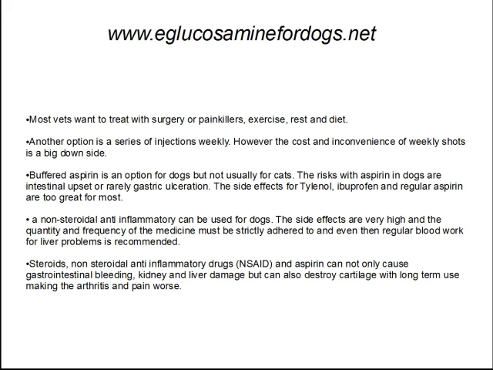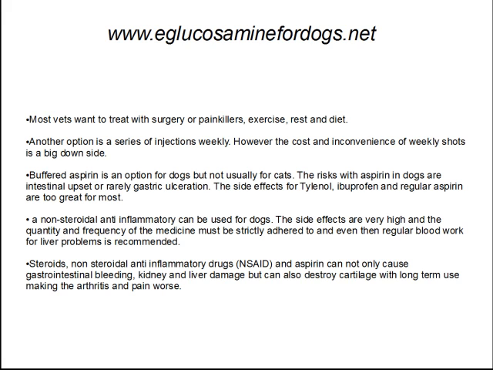Most vets want to treat arthritis or hip dysplasia with surgery, painkillers, followed up with exercise, rest, and diet. Another option is a series of weekly injections, but the cost and inconvenience is too great for most pet owners. Buffered aspirin is an option for dogs, but not usually cats. The risks with the aspirin in dogs are intestinal upset and gastric ulceration. The side effects of Tylenol, ibuprofen, or regular aspirin are too great for most.